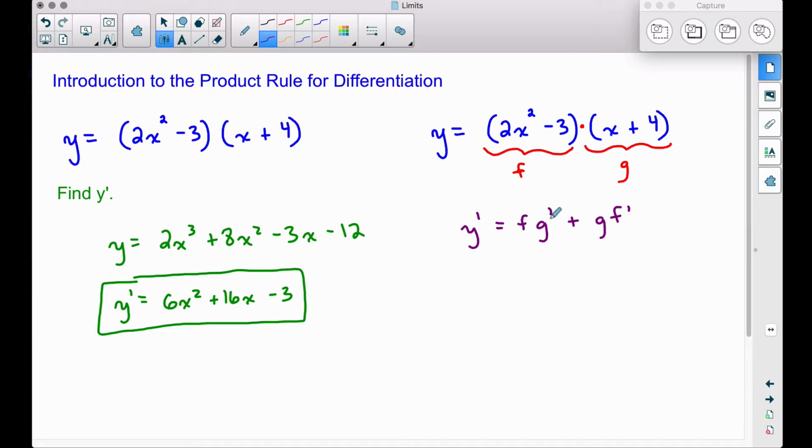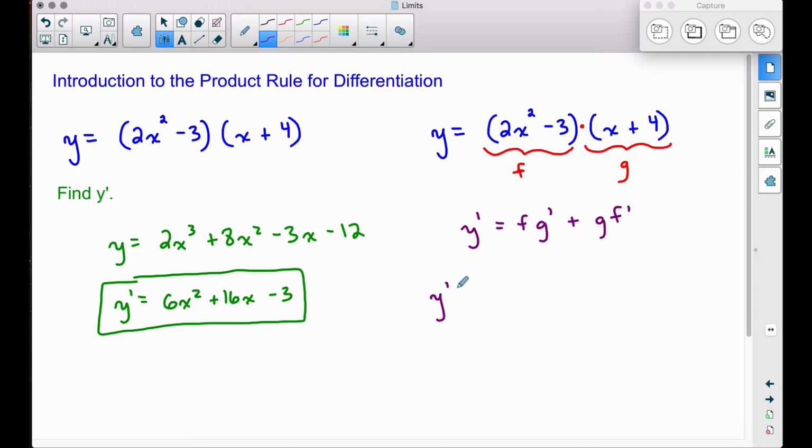When I say f g prime, I'm really going to leave one function alone, in this case f, and then I'm going to multiply it by the derivative of g. That's what f g prime means. And then I'm going to leave the g function alone, and I'm going to multiply it by the derivative of f. Let's do that, and let's see if we get the same answer here.